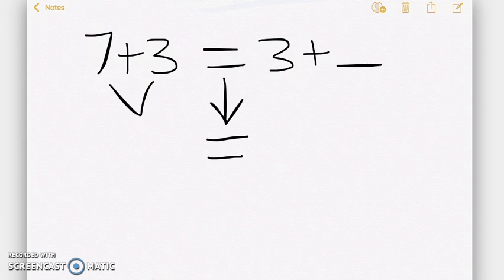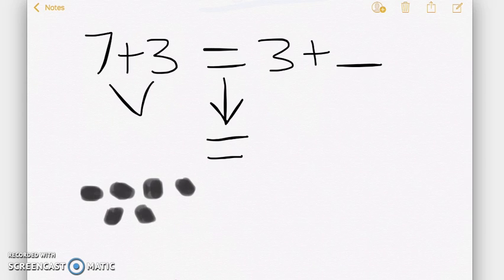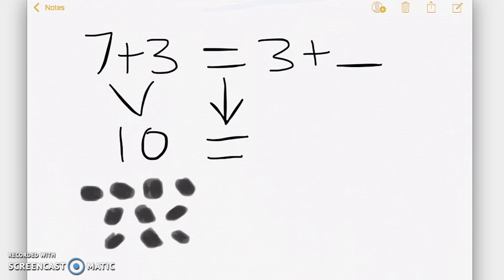And we know on this side we have 7 plus 3. And so let's count how much that'll be with our counters. 1, 2, 3, 4, 5, 6, 7. Add 3 more. 8, 9, 10. So now we know on this side of the equation we have 10 pieces. And so we have to have 10 on the other side to make this equation equal.